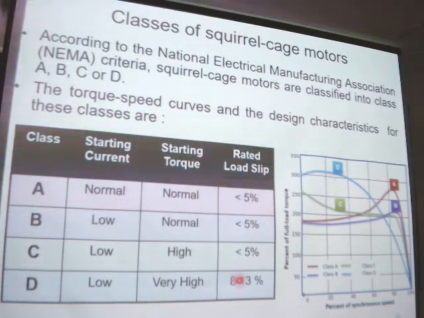So the starting torque is different. The starting torque of the four kinds is different. So the D kind of motor has the largest starting torque. So this is the special design.